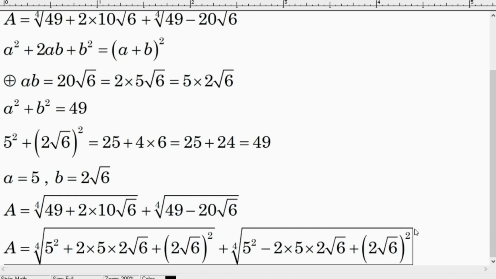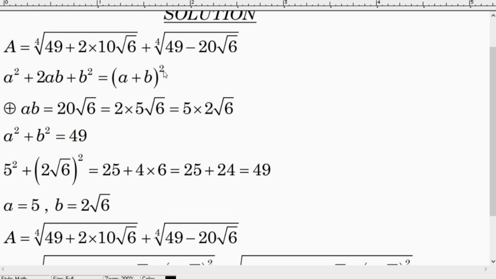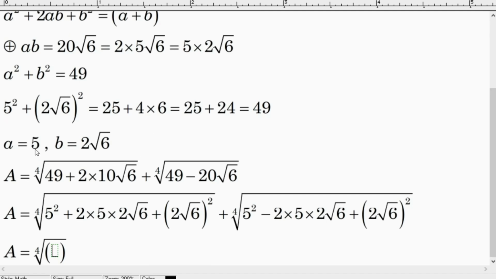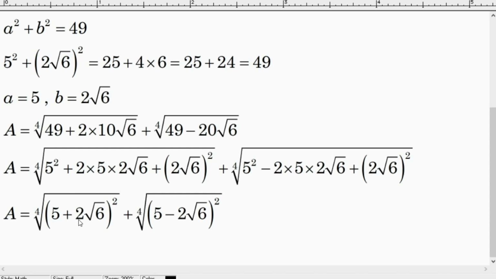Okay, so then A equal to 4th root of, so here already in the form of A square plus 2AB plus B square, so then it is equal to A plus B raised to square. Okay, so then A equal to 5 plus B, which is 2 square root of 6, and then all raised to square. Okay, and then plus, which here the difference is the sign, so then it will be 5 minus 2 square root of 6 all raised to square. Okay, so next we need to simplify square root with the 4th root.